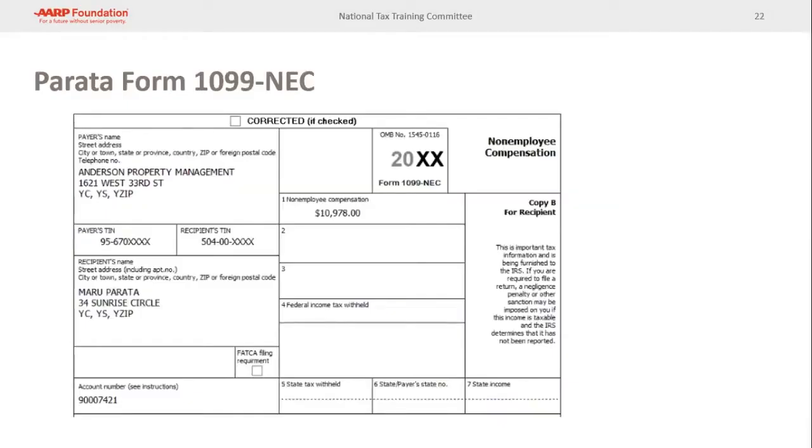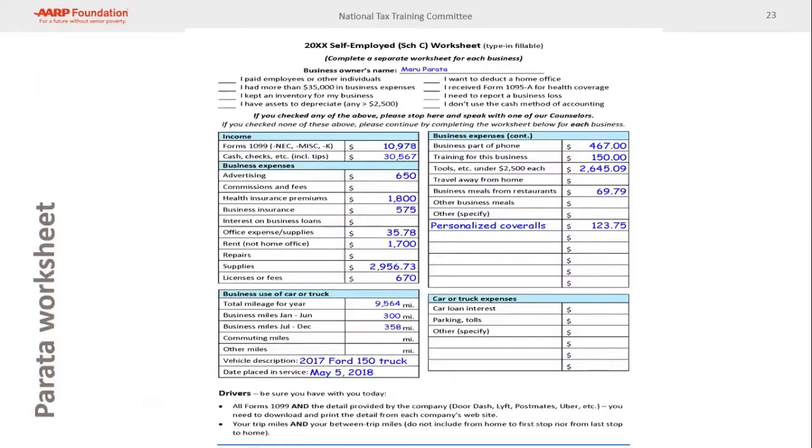I will be demonstrating the Parada practice problem from the 2023 workbook. You may want to pause the video and find the problem in your workbook to follow along. Let's look at some of the documents from the problem. This is his Form 1099 non-employee compensation. And this is the worksheet he filled out regarding his income and expenses.